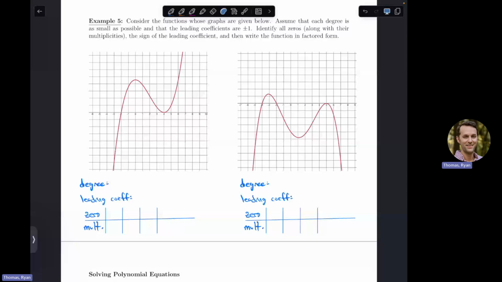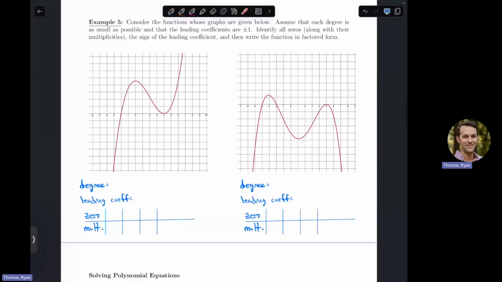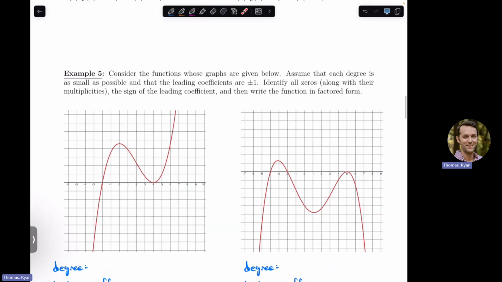So we got this thing. We want to basically identify all the stuff that we can get from the graph. Again, there's a little bit of setup about assuming that the degree is as small as possible and that the leading coefficient is either positive or -1. Again, this is basically just saying that what we see on the graph is what's actually going on. I'm not trying to trick somebody or whatever.